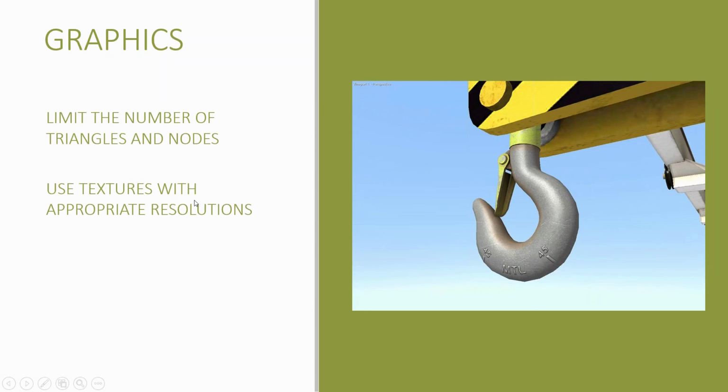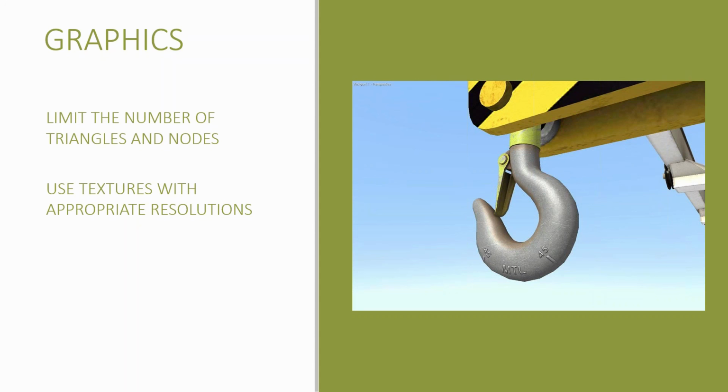The second one is a bit more subtle. The second best practice is to use textures with appropriate resolutions. So what we're showing here is a hook model for a crane that we were working on. There's a lot of very nice details on this hook. You can see there's scratches, there's layers to simulate depth on the markings, there's some rust on it. This all looks very great, and seen from this close, definitely, this is a very nice texture.